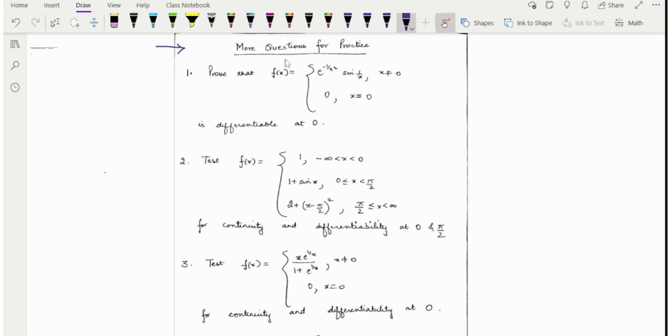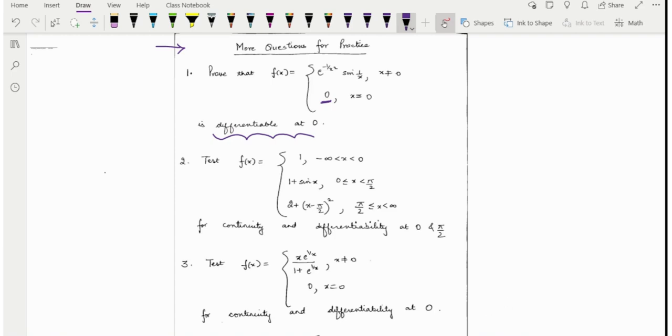So let's quickly look at this given function, which is defined as e to power minus 1 upon x square times sine 1 by x, as x is non-zero, so this is well defined. And at x equal to 0, the function is separately defined to be 0, and you are expected to prove that it's differentiable at x equal to 0.